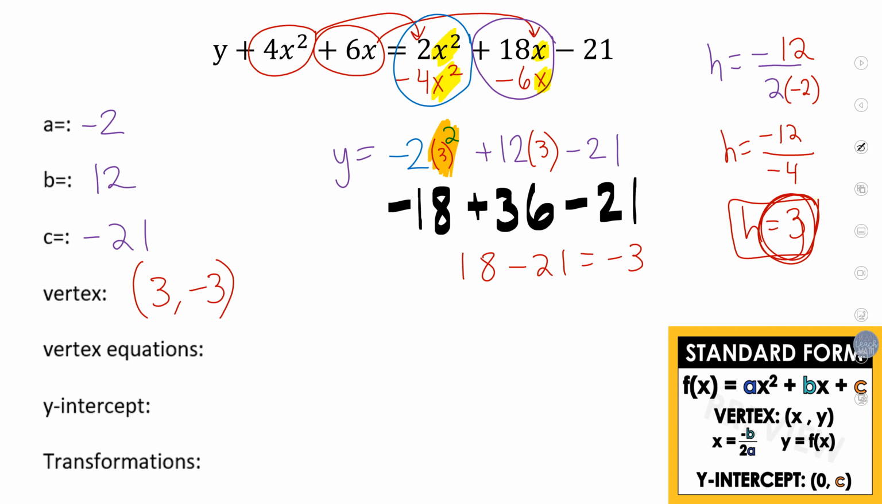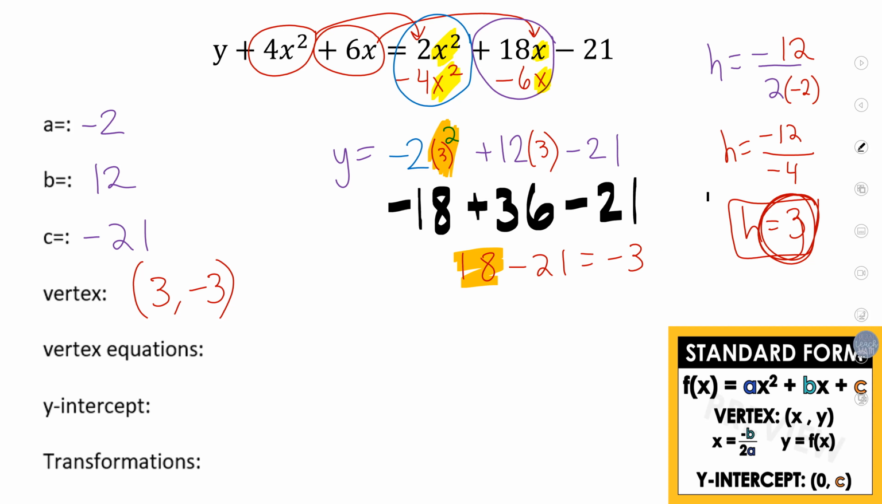Okay, if you are wondering how I got 18, negative 18 plus 36 is 18. Okay? And then 18 minus 21 is negative 3.